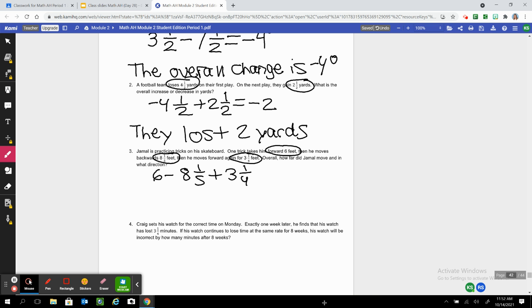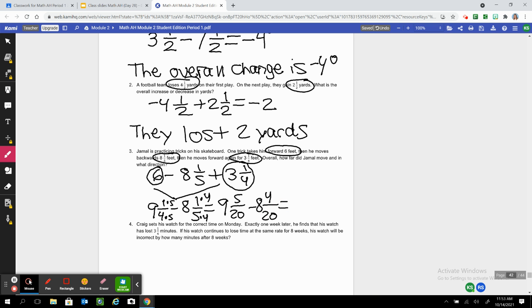So I am going to add together my whole number 6 with my positive 3 1/4 first. So I'm going to make that 9 1/4. And then I'm going to take away 8 1/5 after that. I just like adding my positives first before I have to subtract. So I'm going to find a common denominator of 20. So the first fraction I'm going to have to multiply by 5 over 5. So this becomes 9 5/20. And the second fraction I have to multiply by 4. So this will become 8 4/20.